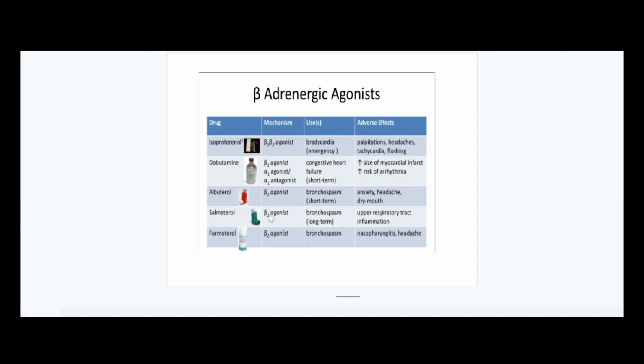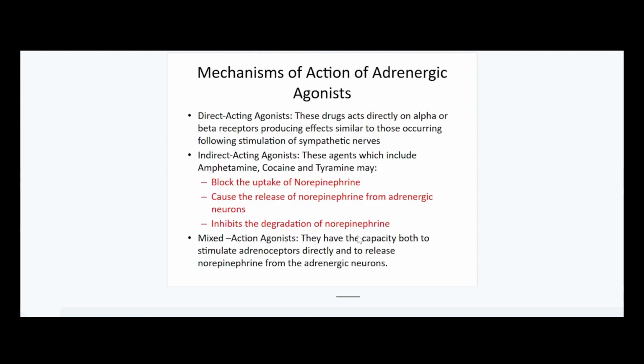We have salmeterol, which is long acting. So albuterol is short acting or short term. Salmeterol is long acting. It's also a beta 2 agonist used for bronchospasm or COPD, chronic obstructive pulmonary disease of the lungs. Side effects include upper respiratory tract infections, inflammation because of the relaxation and production of inflammatory mediators. We have formoterol, which is also for bronchospasm and the likes.